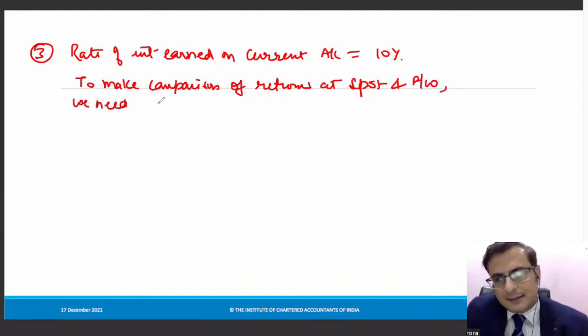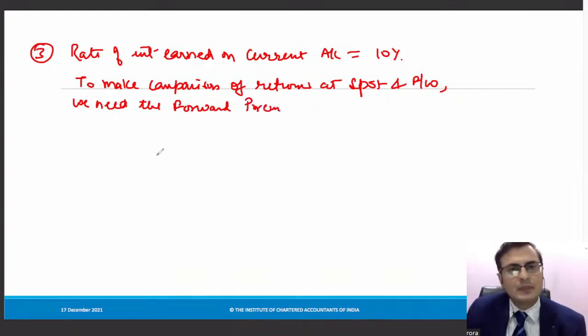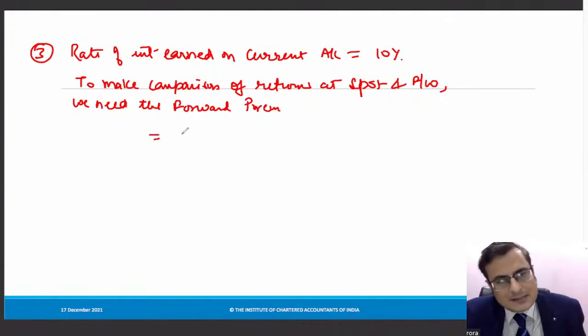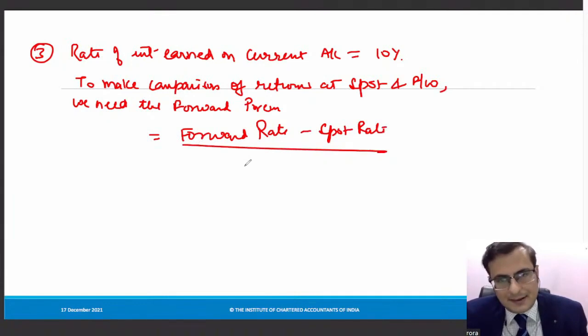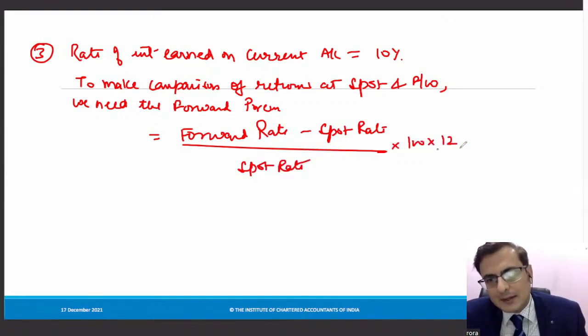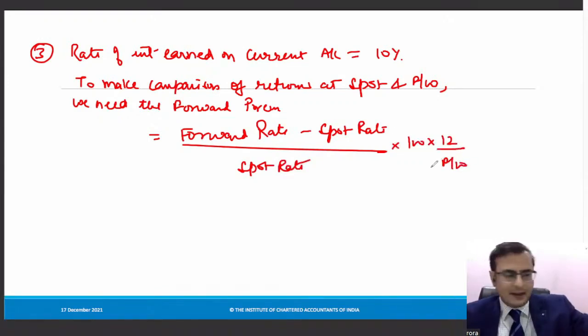We need the forward premium. And we'll apply that same formula that we just applied before the break. What was that? Forward premium: forward rate minus spot rate, divided by spot rate, into 100, into 12, divided by the forward period.